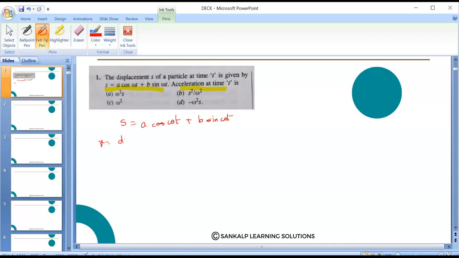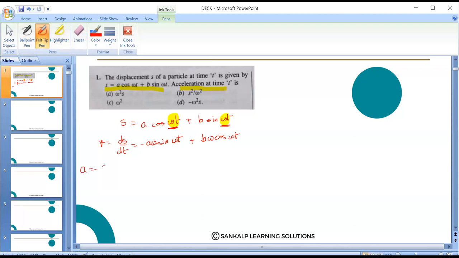Velocity is the derivative of displacement. A is a constant. Using chain rule, derivative of cos is minus sine omega t, and derivative of omega t is just omega. Then plus b is a constant. Using chain rule, derivative of sine is cos omega t, and derivative of omega t is omega.